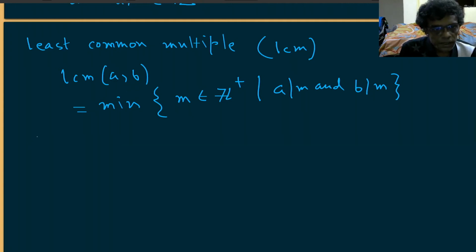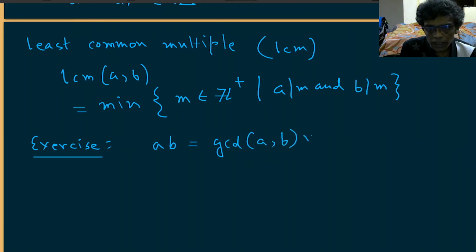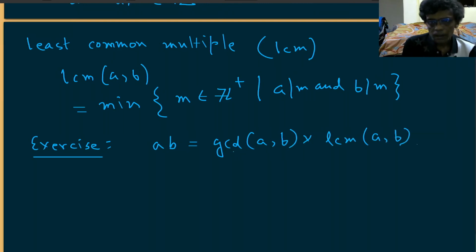So I leave it to you as an exercise to prove that AB is equal to GCD(A, B) times LCM(A, B). Then this immediately gives us an algorithm for computing LCM, given that we can multiply integers and compute their GCD. So this is an algorithm for computing LCM.